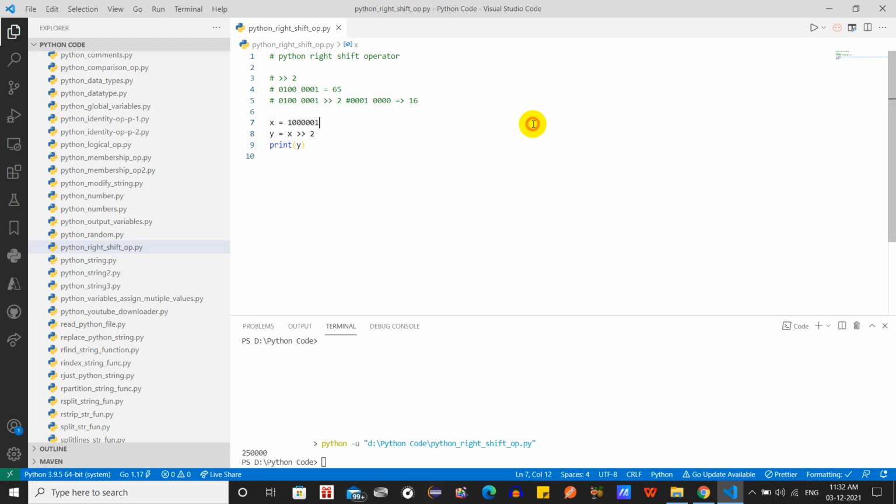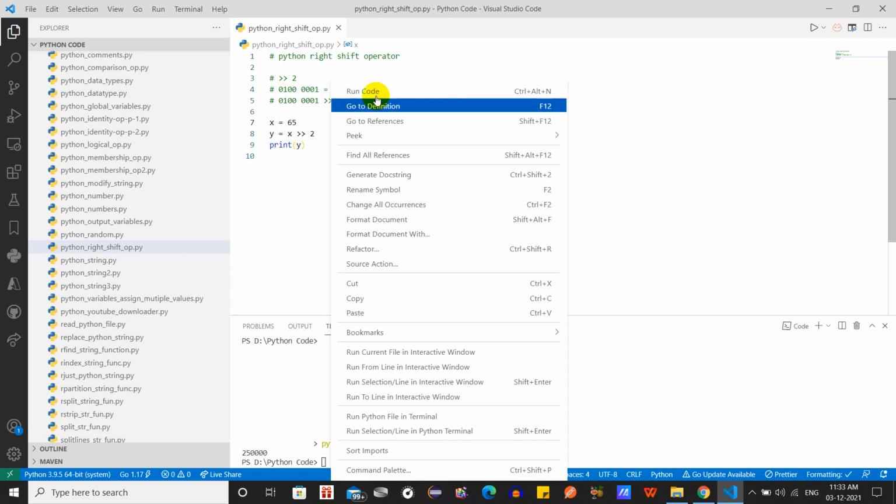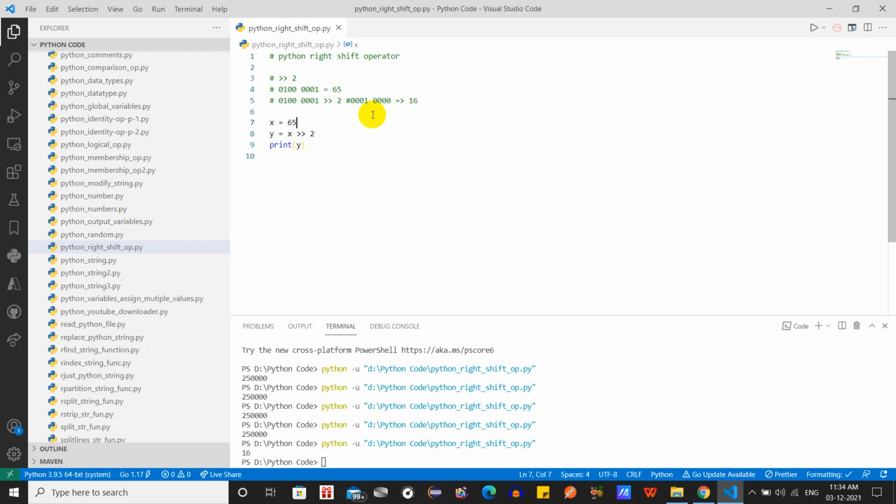So here the answer is coming out not the right answer. Let's see what is going wrong here. I took the binary data directly, but here we are not taking any binary data. The numerical data is taken as 65. When it works, it returns 16. The binary form of 65 I had taken with the wrong steps, that's why it returns this. Now it is going to be right.